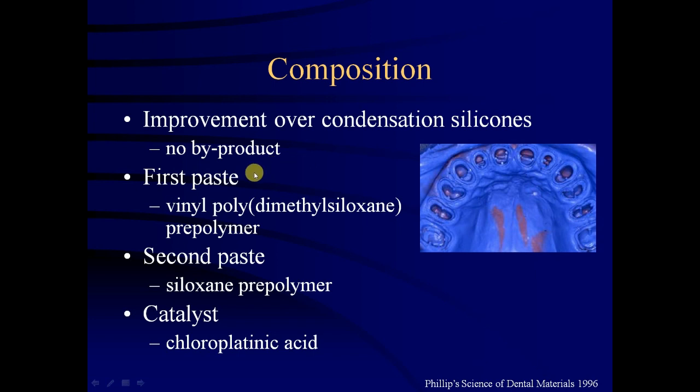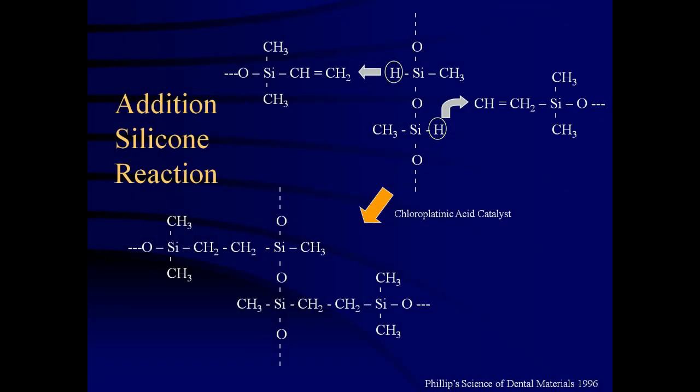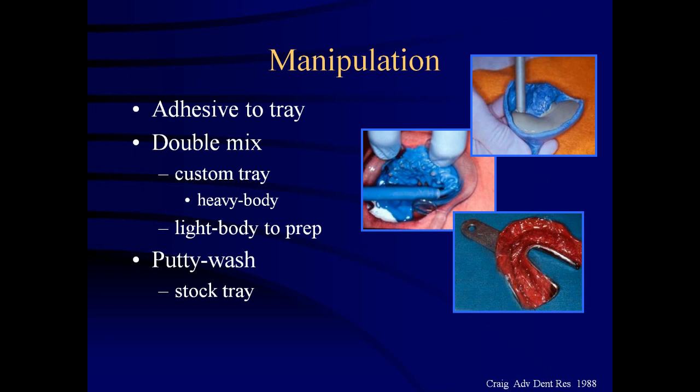So it consists of a two paste system. First paste consists of a vinyl polydimethyl siloxane, that is a pre-polymer. Second paste consists of a siloxane pre-polymer, and it consists of a catalyst which contains chloroplatinic acid. This is the reaction taking place. Chloroplatinic acid catalyst acts as a catalyst.